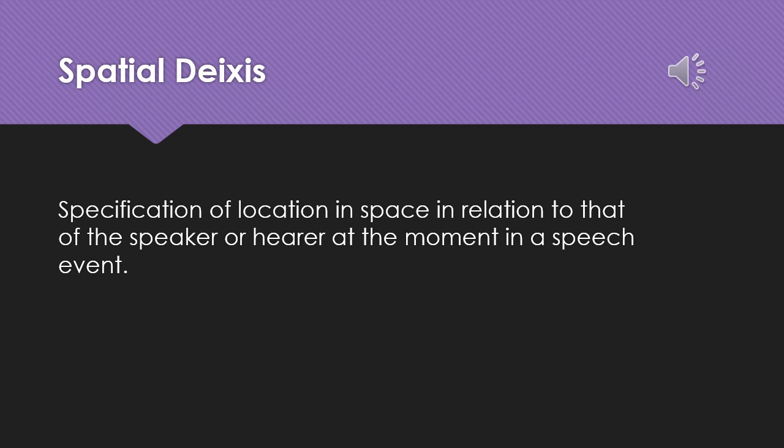Place deixis is also called spatial deixis, a specification of location in space in relation to that of the speaker or hearer at the moment in a speech event. So it describes where the relative locations of people and objects are being indicated.